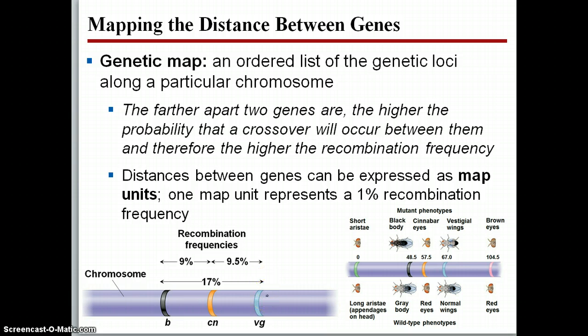So what we were looking at before was the body color and the type of wings. This one would be vestigial. This would be a black body. You can see that they are 17% or 17 map units apart. If we did this experiment with another gene and looked at cinnabar eyes, which is what this stands for, you could see based on how body color and cinnabar compare to each other, this is 9%, and cinnabar and vestigial compare to each other 9.5%, we could organize these and try to figure out where they all align based on different inheritance patterns between different crosses.